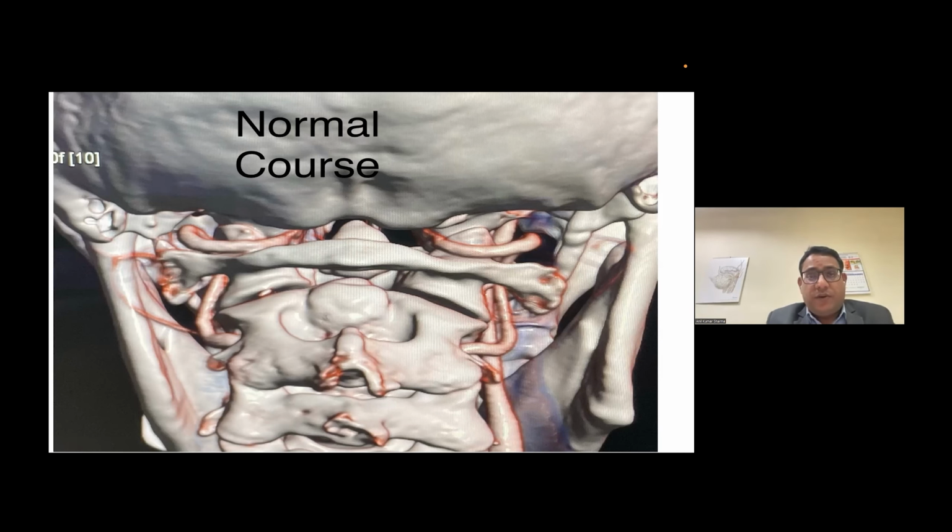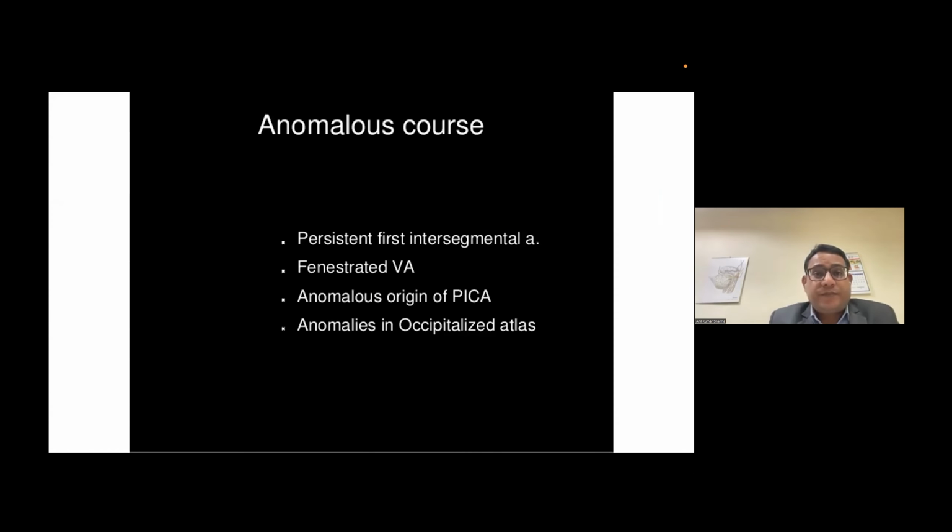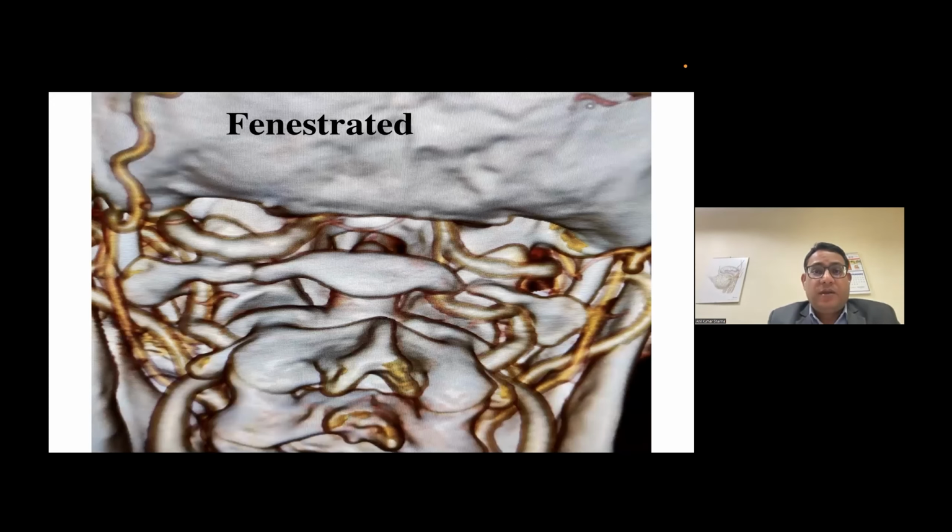So now, we have described the normal course of the vertebral artery. Now let's come to the anomalous part. There can be various kinds of anomalies, but representative anomalies are persistent first intersegmental artery and fenestrated vertebral artery. There may be anomalous origin of PICA. There may be a high-riding vertebral artery, and there may be anomalies in an occipitalized atlas.